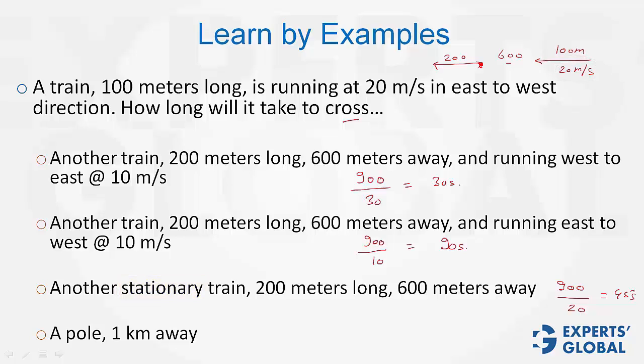The last question. This time, it's about a pole, 1 kilometer away. So now the distance to be covered is 1,000 plus 100 equals 1,100. And speed would simply be the speed of the train, that's 20. So the answer is 1,100 divided by 20 equals 55 seconds.